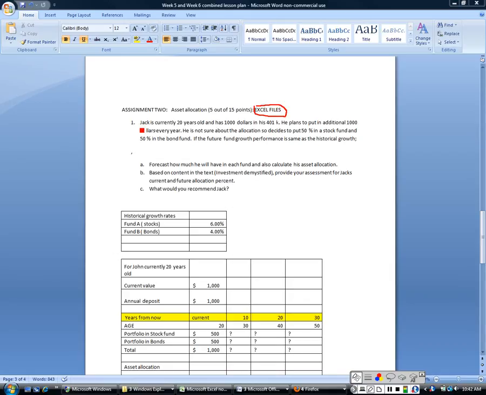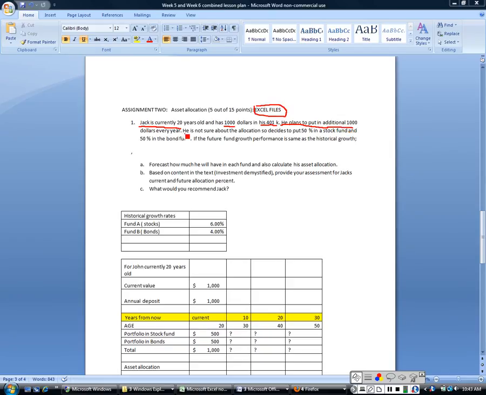So here we're going to take somebody who's young, say Jack. Jack is very, very young. He's 20 years old, just starting out, maybe just finished college, and only has $1,000 to start out with in his 401k, maybe a graduation present, and he wants to put it in some account. Now he plans to put in an additional $1,000 every year, but he's not sure where to put it.